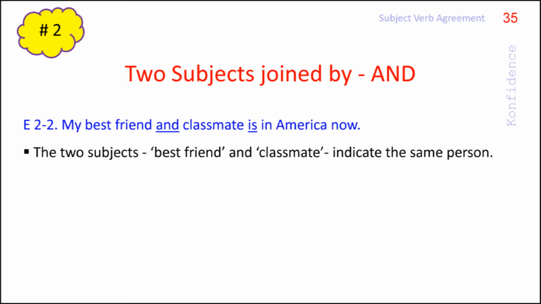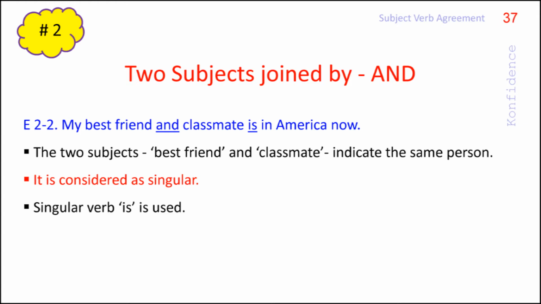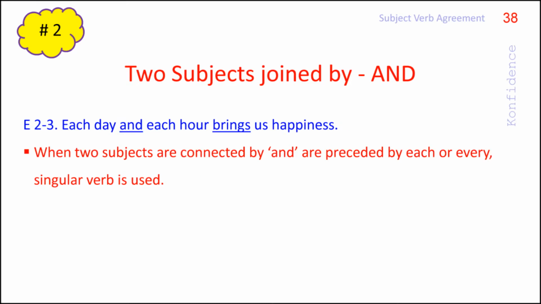But of course, there are some exceptions. See the second sentence. Here, the two subjects, best friend and classmate, indicate the same person. Therefore, it is considered as singular. That is why singular verb is used in that sentence. When two subjects, connected by and, are preceded by each or every, singular verb is used. So we can see a singular verb being used in the third sentence.